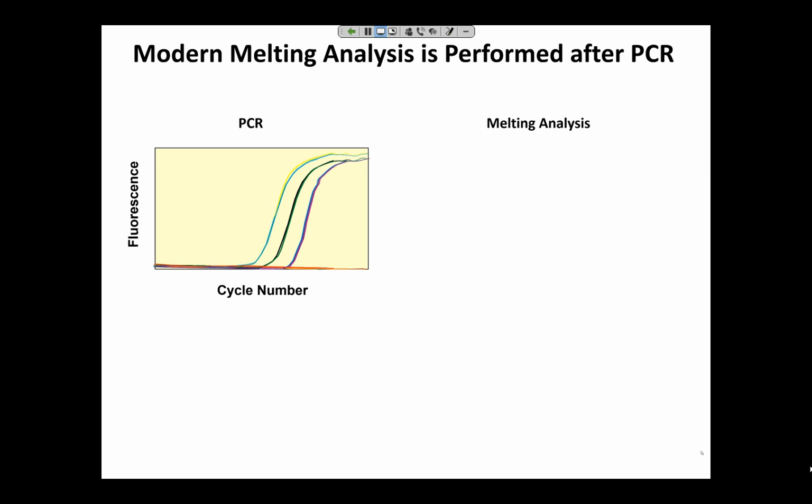Now, you can think about melting analysis as the opposite or conclusion of real-time PCR. If real-time PCR increases fluorescence, melting analysis actually melts the final product and the fluorescence decreases. So the red line is the actual raw fluorescence. The dotted line in the middle is often how the data is presented as a melting peak. It's a derivative plot because it's easier for us to identify peaks than it is decreases in absolute fluorescence.